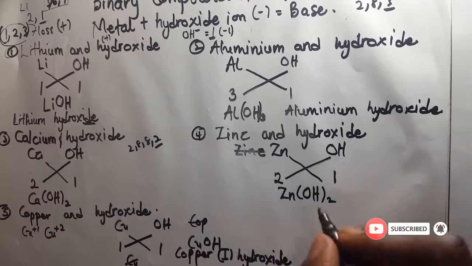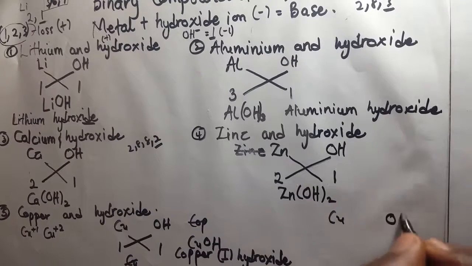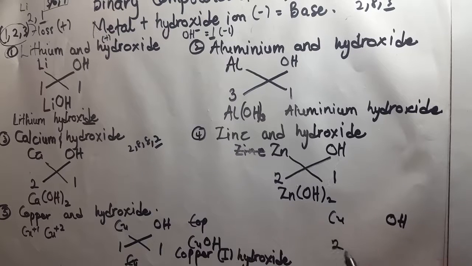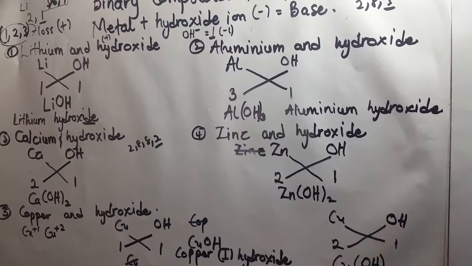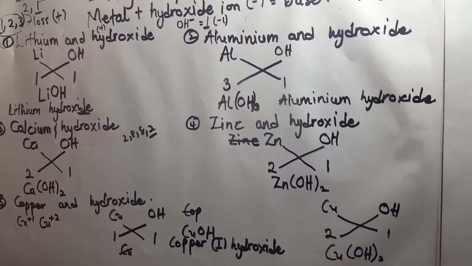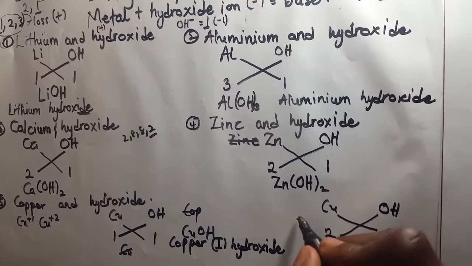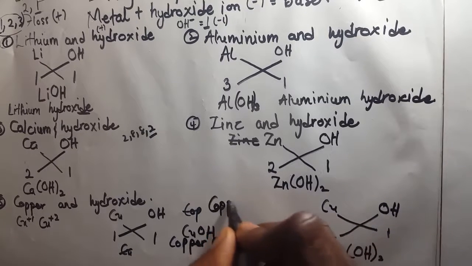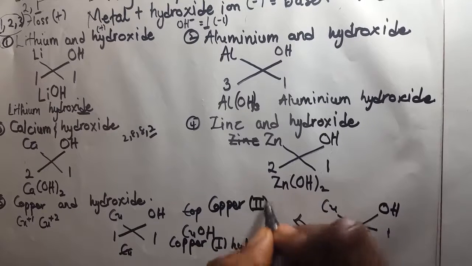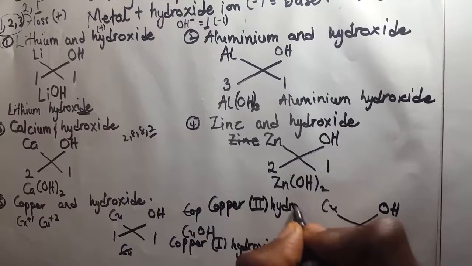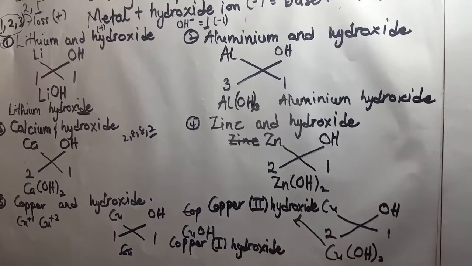So what if it's copper 2? You're going to do the same, Cu and then OH. Since you are using copper 2, it's going to be Cu2, then OH is 1. So you're going to have Cu, then OH, then 2. Cu, then OH2. So this one is going to be called copper 2 hydroxide. So we have copper 1 hydroxide and copper 2 hydroxide.